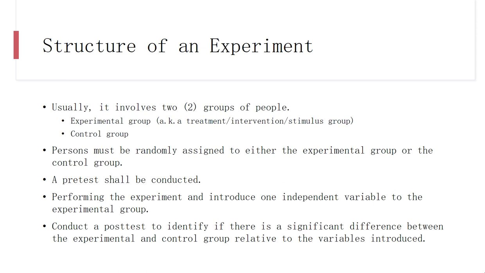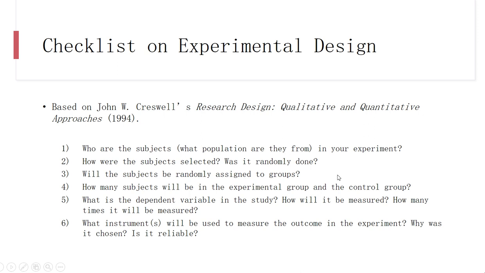Performing the experiment: introduce one independent variable to the experimental group. Here you introduce whatever variables you want, like violent content or drug abuse content, to see whether they have differences in their attitude or behavior according to your research objective. Then conduct a post-test to identify if there's a significant difference between the experimental group and the variables introduced, so you can find the comparisons, whether there are differences or not.